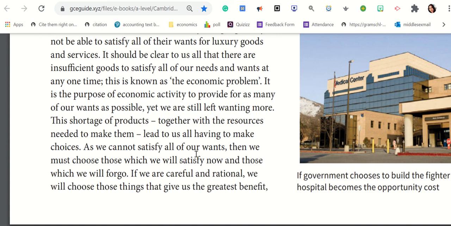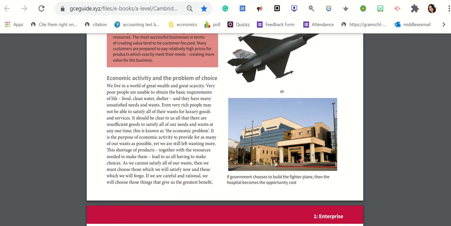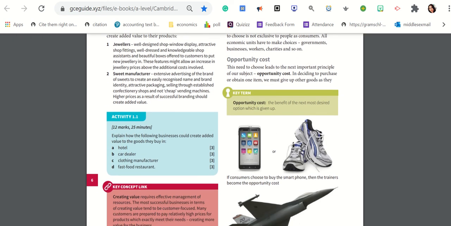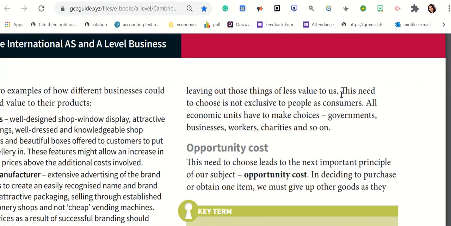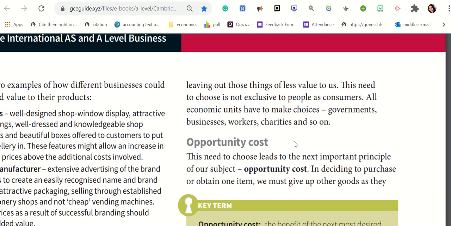If we are careful and rational, we will choose those things that give us the greatest benefit, leaving out those things of less value to us. This need to choose is not exclusive to people as consumers. All economic units have to make choices: governments, businesses, workers, charities, and so on.